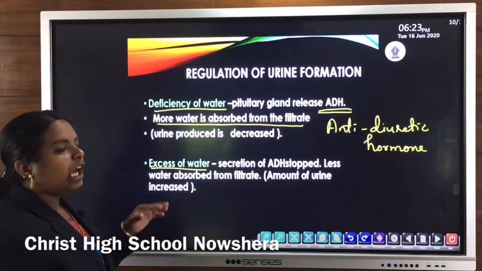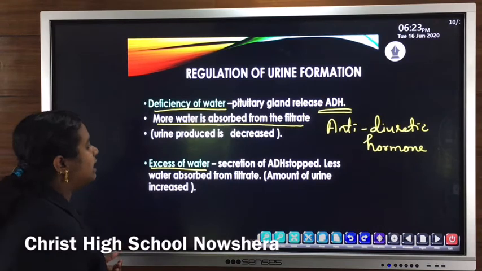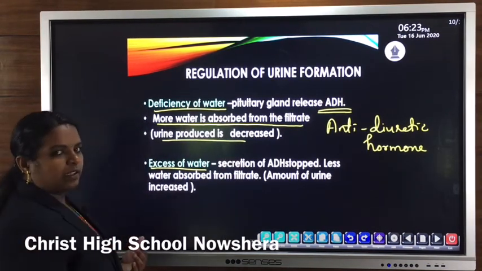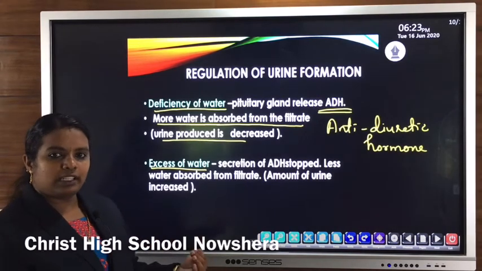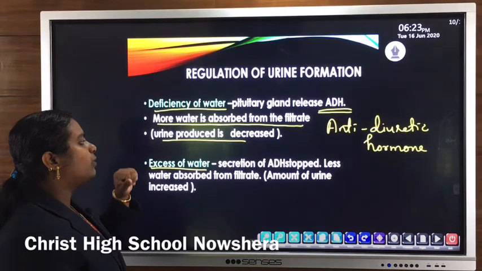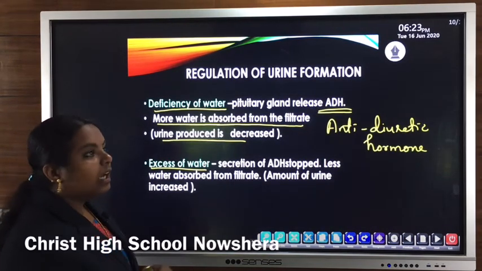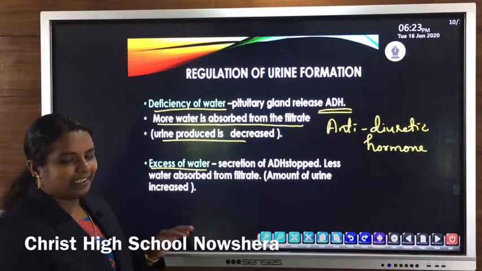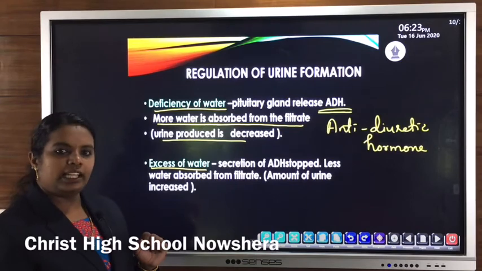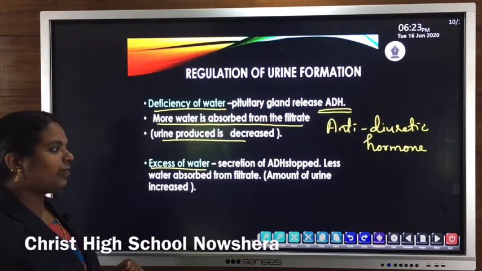So more water is absorbed from the filtrate, and on the other hand, the amount of urine that is produced decreases. More water is absorbed, and as a result, what will happen to the concentration of urine? Less amount of urine is produced. Clear?